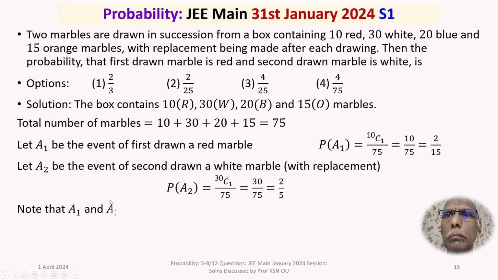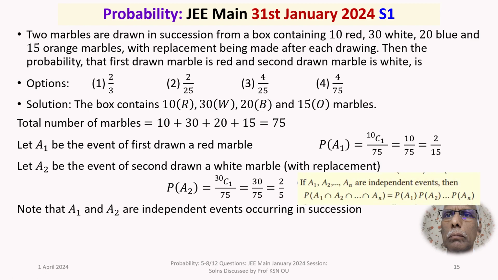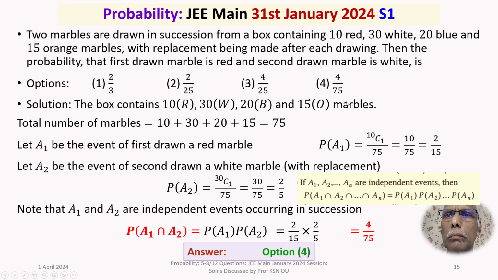Now what is it that we want? Note that A1 and A2 are independent events occurring in succession. Right? You recall that probability of A1 intersection A2 will be equal to probability of A1 multiplied by probability of A2. The probability of A1 intersection A2 is equal to probability of A1 into probability of A2 because those are independent events. That will be 2 by 15 into 2 by 5. That is 4 by 75. So where is this 4 by 75? Again, it's option 4. Therefore, the answer to this question is option 4.